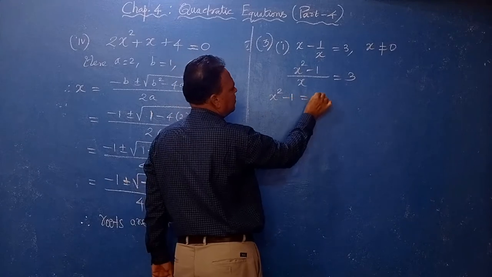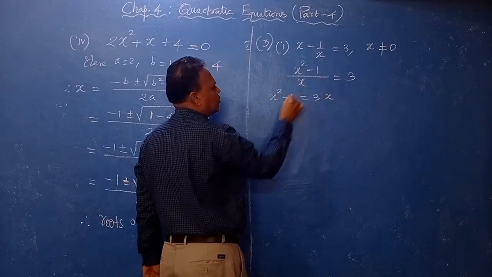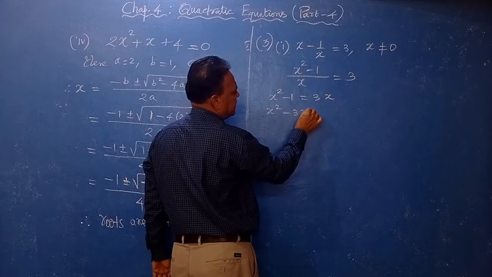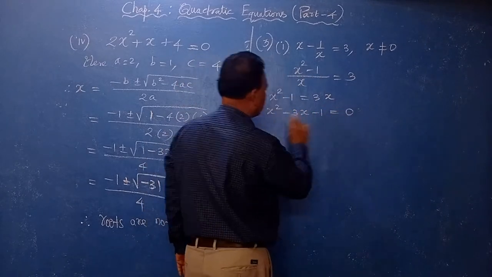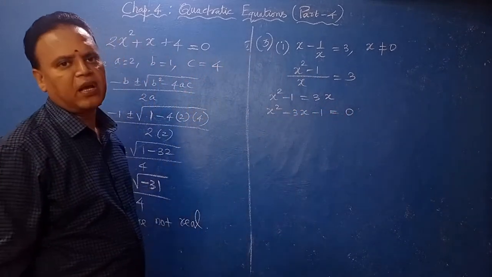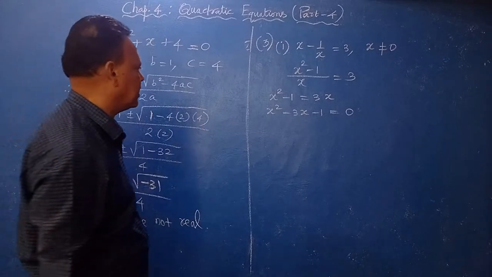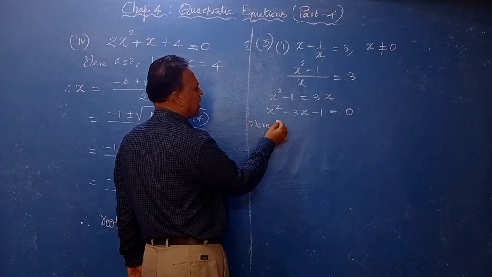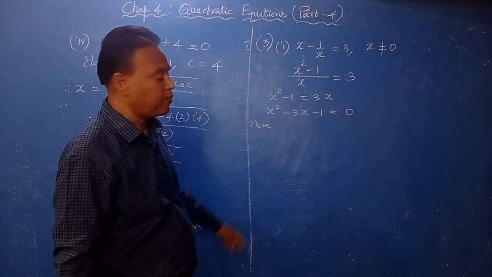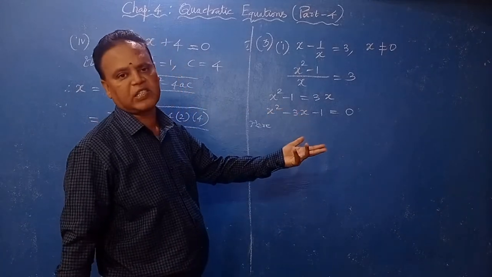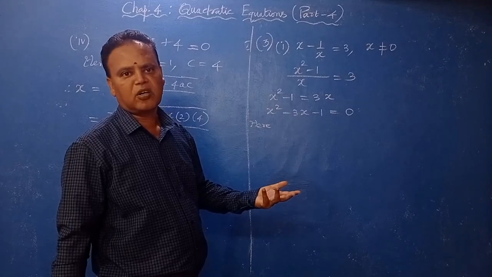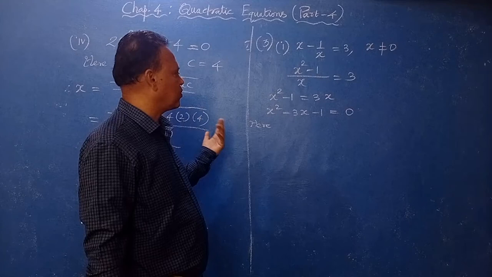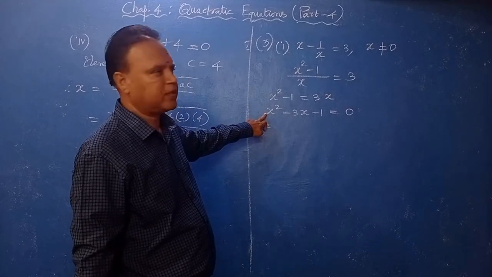This is just a simplification. Here, we have to do the simplification part. Bring this side: x squared minus 3x minus 1 equal to 0. Now you are getting a quadratic equation. Now you can apply the quadratic formula here. You can do factorization also. If it is possible, you do factorization. That is better. If it's not possible to do the factorization method, then only apply the quadratic formula. Here we will check whether it is possible or not.